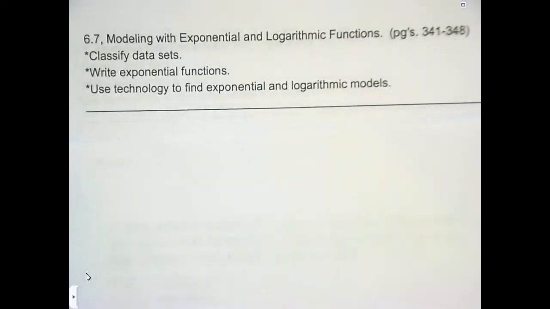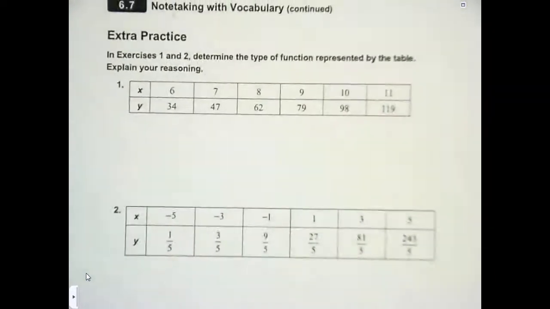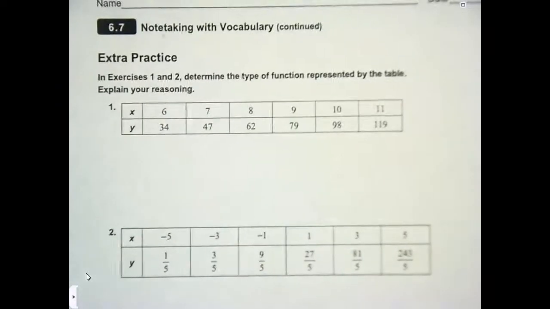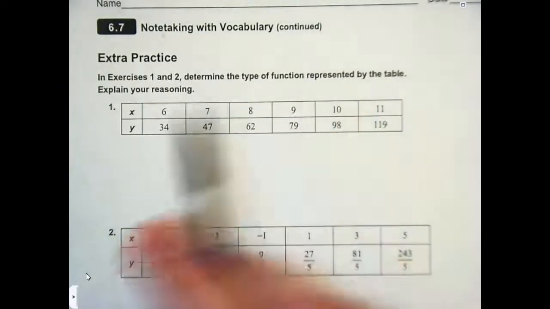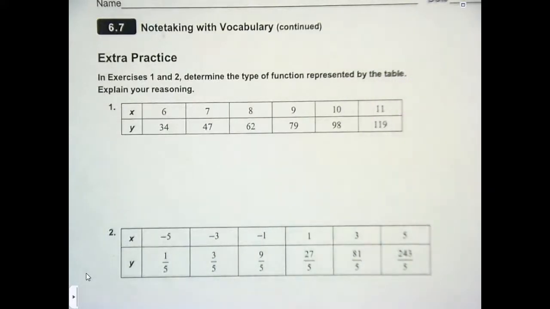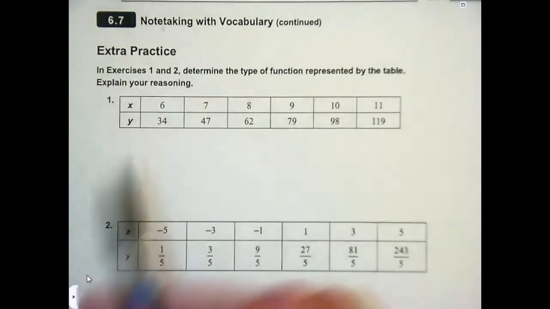Okay? So the first thing I want to do is take a look at your extra practice, page 187 of your student journal. I just want to review a couple things with you. We're only going to do one page of the extra practice, not page 188. It says, in exercises 1 and 2, determine the type of function represented by the table and explain your reasoning. I want you to spend a couple minutes with your groupie talking about information we've done in the past and what we've done this chapter to help you out. Okay, what do you guys think about number 1?